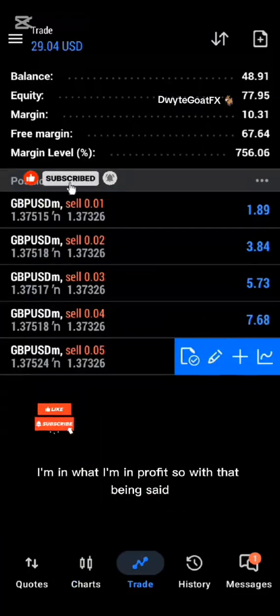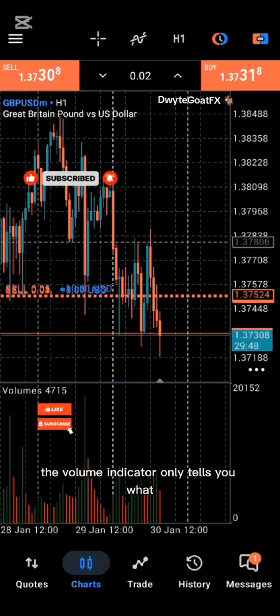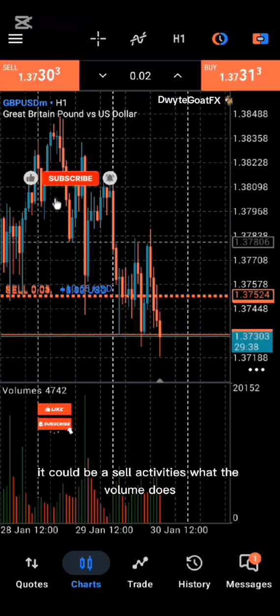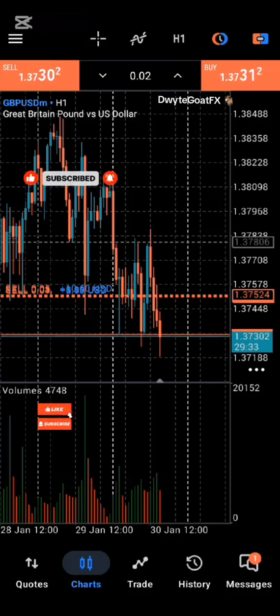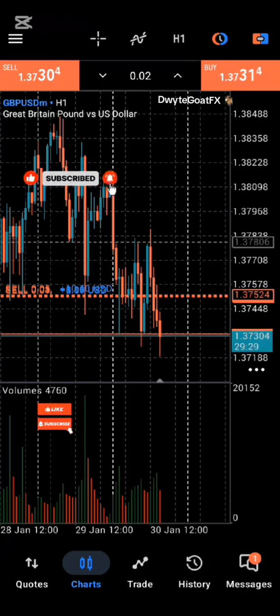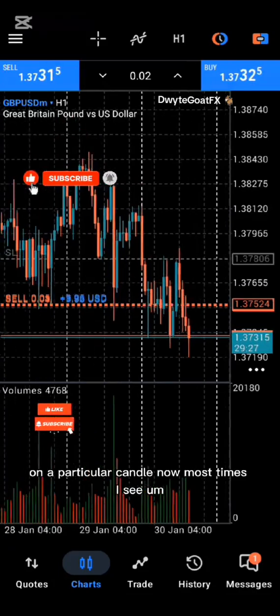So with that being said, the volume indicator only tells you what the buyers and sellers are doing, their activities in the market. It could be buy activities, it could be sell activities. What the volume does, it helps you to measure the activities of both buyers and sellers on a particular candle.